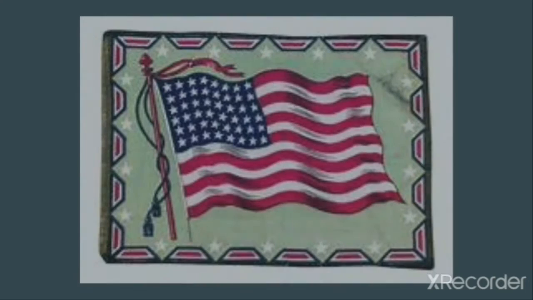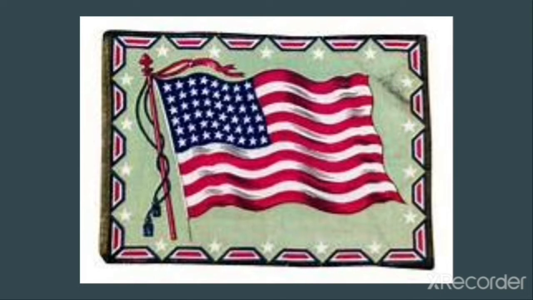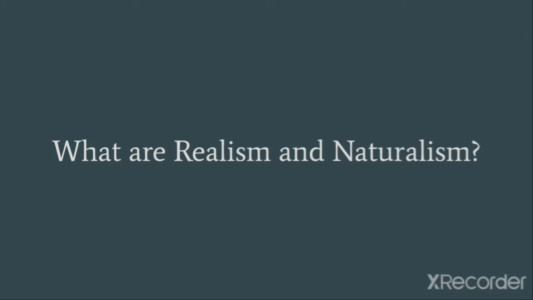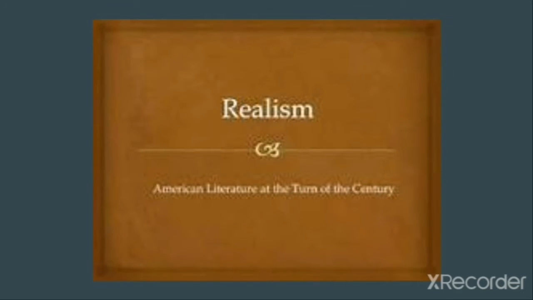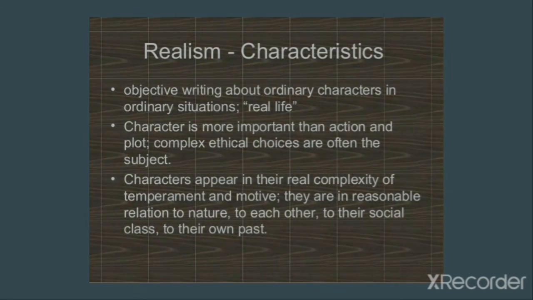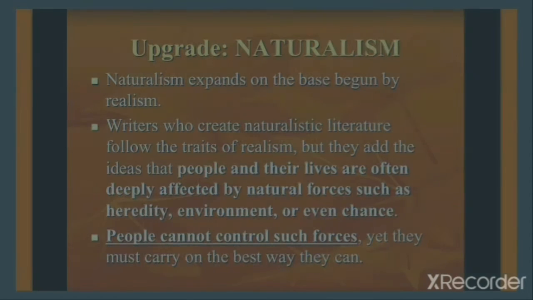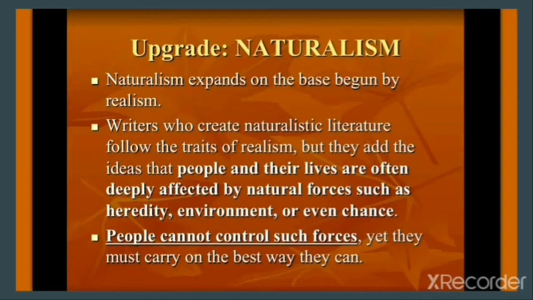The themes of realism and naturalism were most prevalent in America from 1870 to 1910. What are realism and naturalism? Realism represented life as it really was through characters and possible events. Naturalism is essentially an even more accurate depiction of realism.